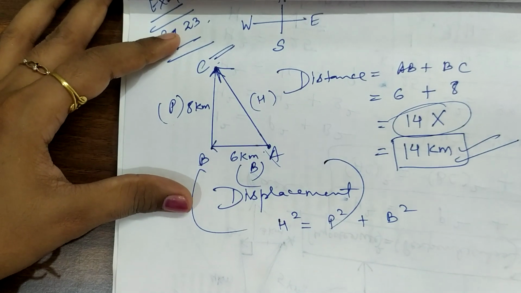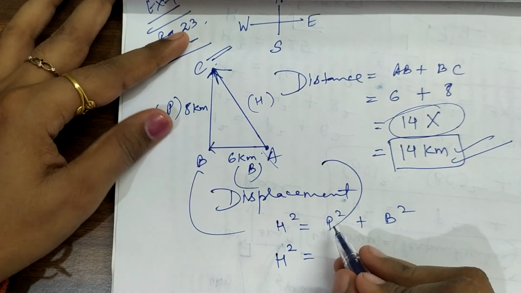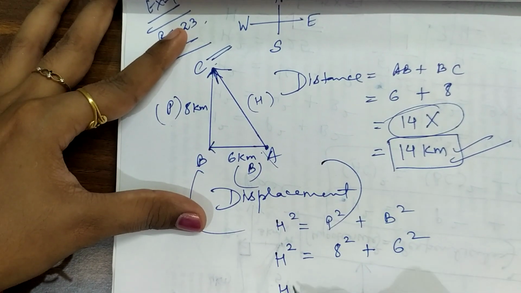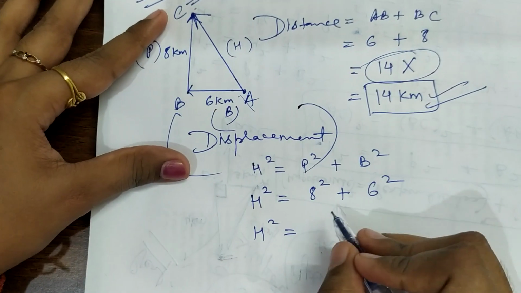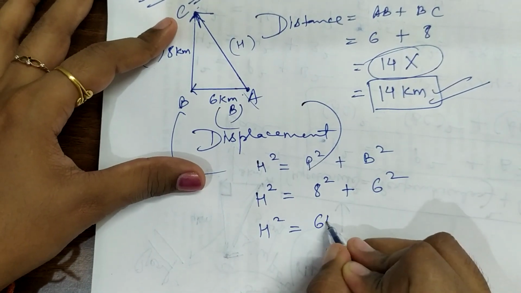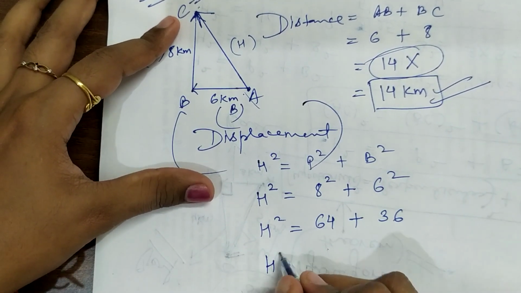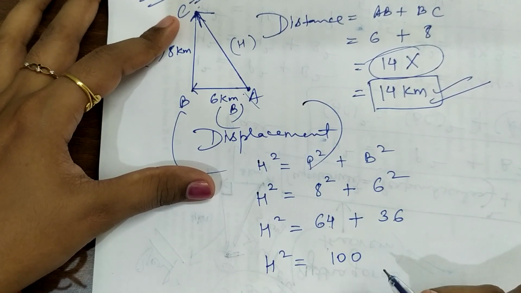You can mark like this also. Okay. So hypotenuse square निकालना है. What is the value of perpendicular? 8 square, base 6 square. So hypotenuse square is equals to 8 square means what? 8 square means 8 into 8. 8 8s are 64. And 6 square means 6 6s are 36. So h square is equals to 64 plus 36, that is 100.